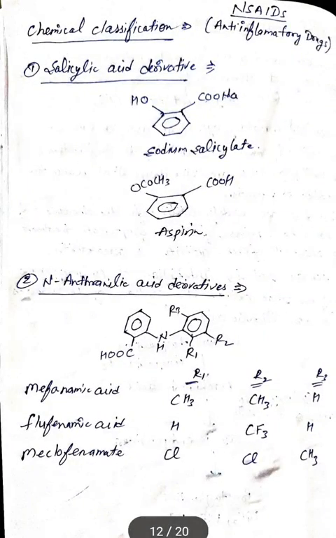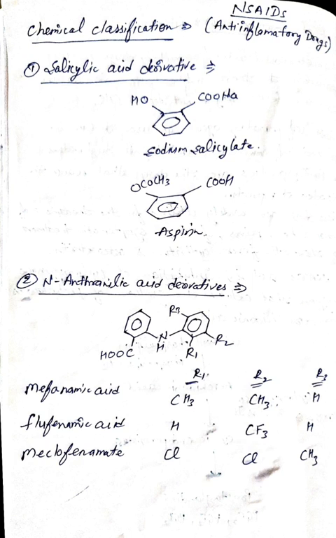Now we will discuss the chemical classification of non-steroidal anti-inflammatory drugs. Let me tell you one thing: this category is called non-steroidal anti-inflammatory drug because the compounds of this class do not have a steroidal nucleus, like the narcotic analgesics, and they do not interact with opioid receptors. They do not cause CNS depression or any kind of physical dependence or abuse liability.